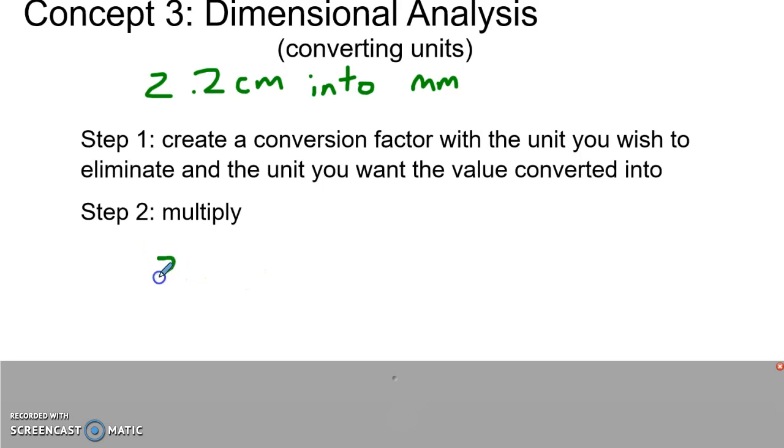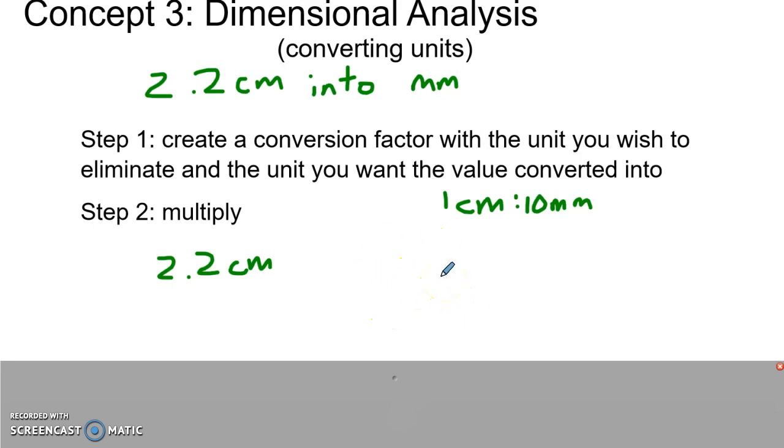So if we have 2.2 centimeters, and we want to turn that into millimeters, our conversion factor is going to be 1 centimeter to 10 millimeters. All right, and this can go either way. We could have 1 centimeter over 10 millimeters or 10 millimeters over 1 centimeter.